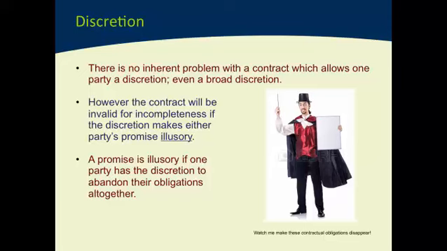And in that case, if there's no obligation to act, no obligation to forbear, and no promise that can be enforced, then you haven't given consideration for the contract. And if you haven't given consideration for the contract, there is no contract. So you can see that once you start to get an illusory discretion, once you start to get a discretion that allows one party or another to make their obligations magically disappear, you don't have a contract at all.